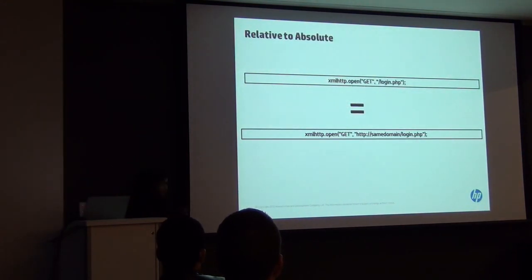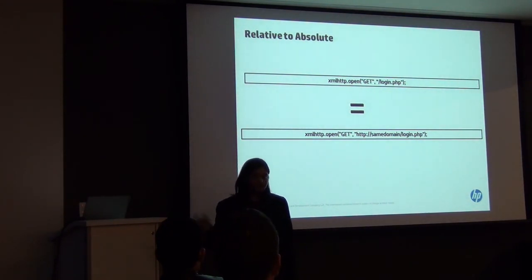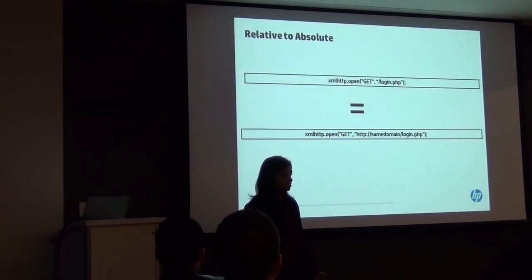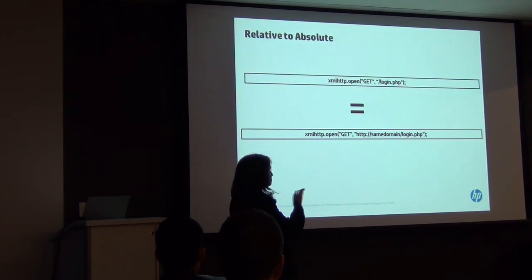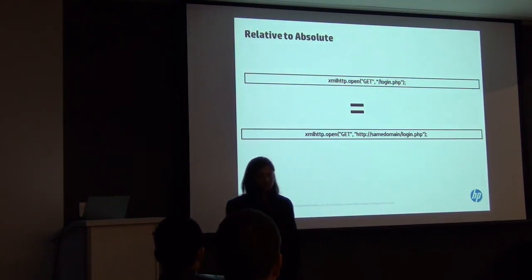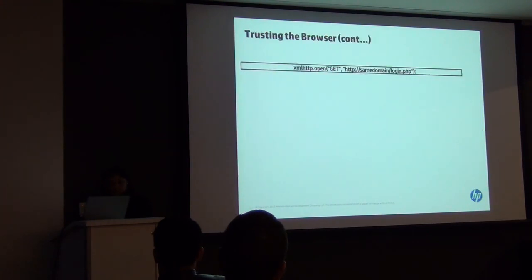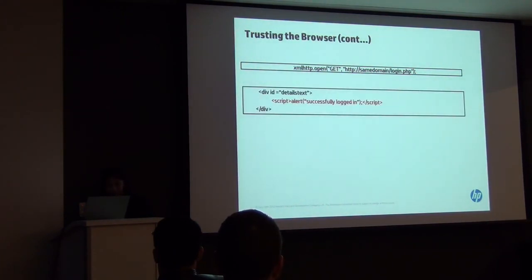Another piece of information to know is that browsers implicitly interpret relative URLs as absolute URLs, because there is the same origin. Whoever is initiating this XMLHttpRequest is where the request is going. So if you gave XMLHttpRequest.open login.php, it's the same as same domain/login.php. So we are still trusting the browser. That browser is going to make that request.